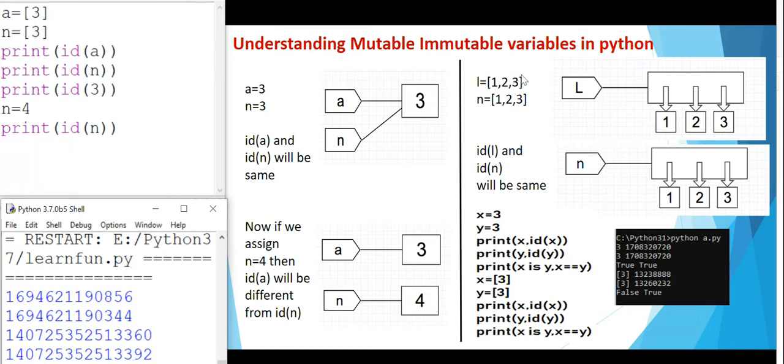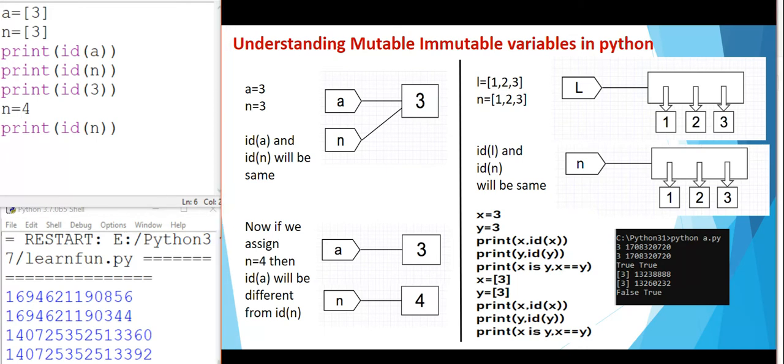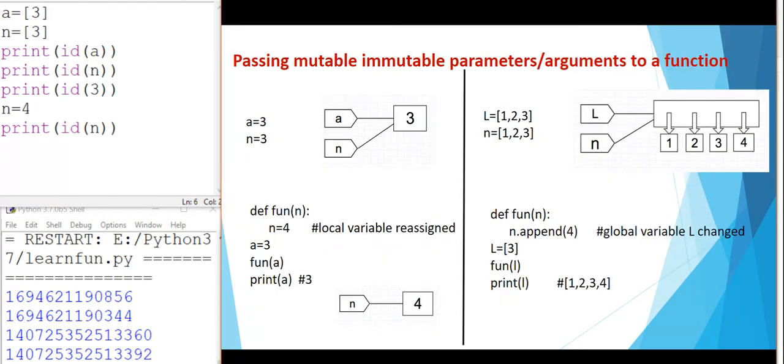You already know that a list is a mutable one, whereas a normal number, when it is only 3, is an immutable one. Okay, now let us see what happens when we pass it to a function. I write a function def fun with n and I change the value of n to 4. That is, I have written a code in which a is equal to 3, again n is equal to 3.